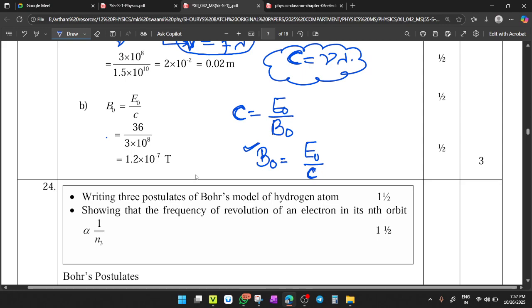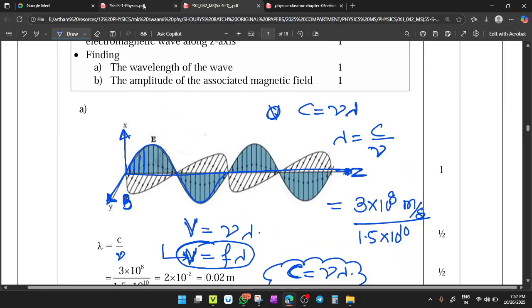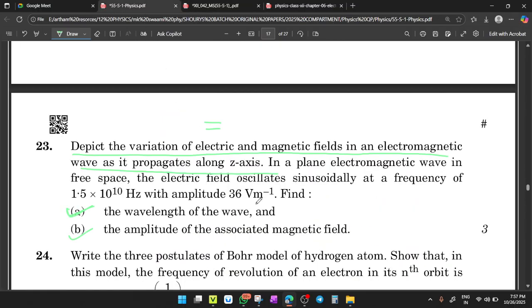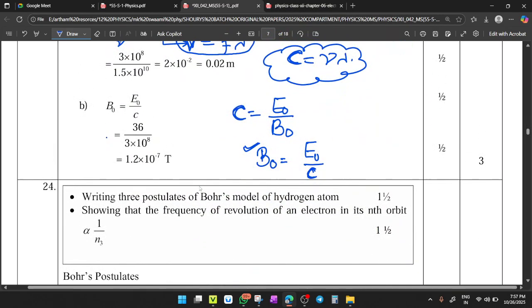By this formula, you can figure out B naught. Now place the values. What is E naught here, in the diagram or in the question you have been given? E naught is given as 36 volt per meter. And place the speed of light, 3 into 10 to the power 8 meter per second. So 12 into 10 to the power minus 8 can be written as 1.2 into 10 to the power minus 7. And the unit of magnetic field is Tesla.